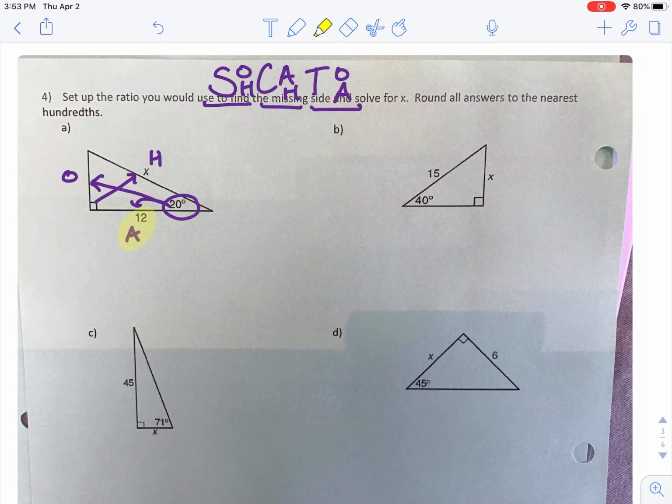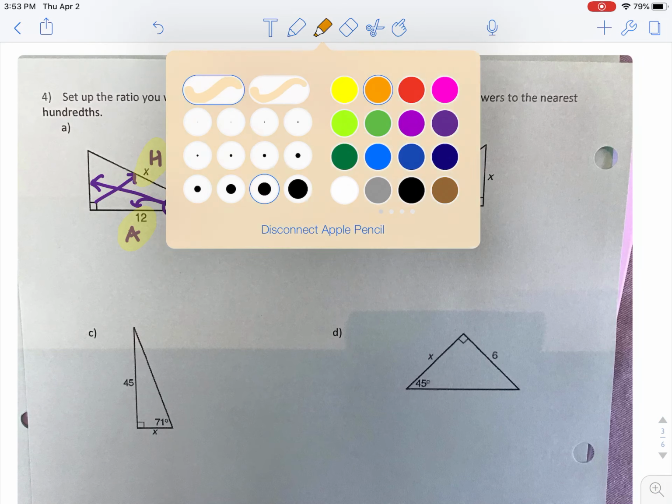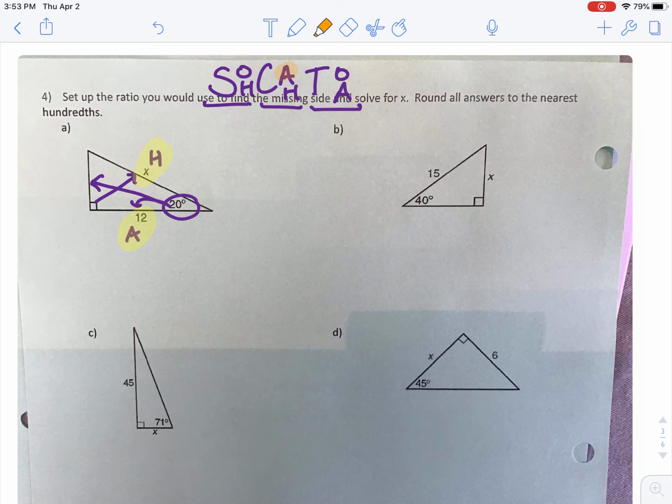We've got an A and we've got an H, right? The one we don't know is O. So I really just have A and H. So I look up top and I see, well, which one of these just has A and H, and I notice that it's cosine. So I am going to use cosine, and I do cosine of that angle equals, now it's adjacent over hypotenuse, so it'd be 12 over x.